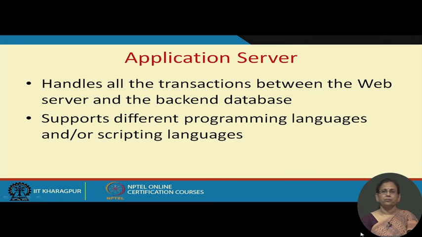As I told you, in the web based system, 3 important elements are there. One is the web server, another is the application server, and the third one is your database server. Your application server is the one which handles all the transactions between the web server and the backend database. It is the intermediate server between the web server and backend database. It supports different programming languages and scripting languages, using which it can take the data from the database server, carry out certain transactions and send the result back to the web server.